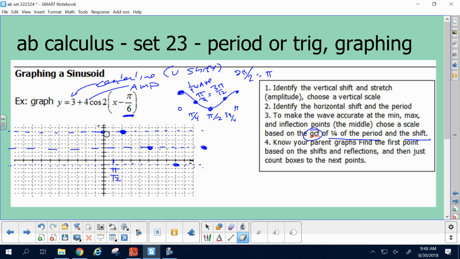Furthermore, you can go back. Here's this point here. I could also do boxes back. 1, 2, 3 boxes back, center line. 1, 2, 3 boxes back, minimum. 1, 2, 3 boxes back, center line. 1, 2, 3 boxes back, max. After that, smooth through, and boom. That graph is fridge-worthy. Am I right? That's the thing of beauty.